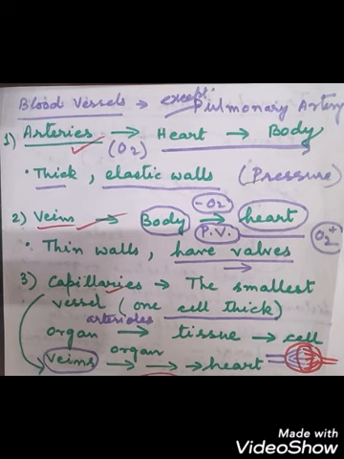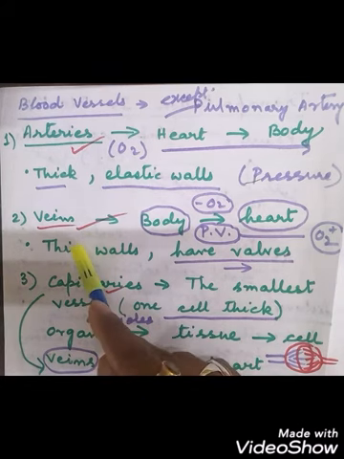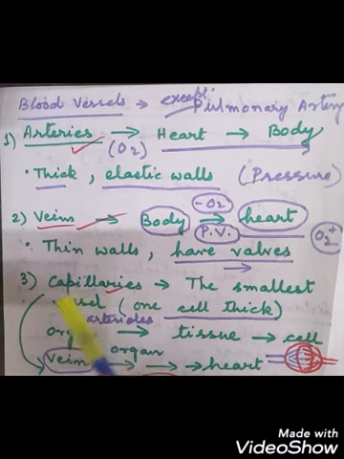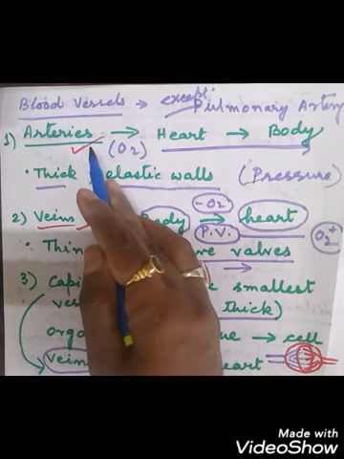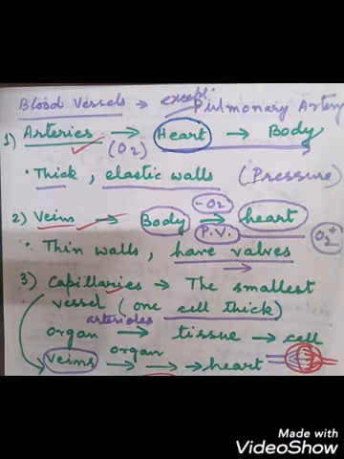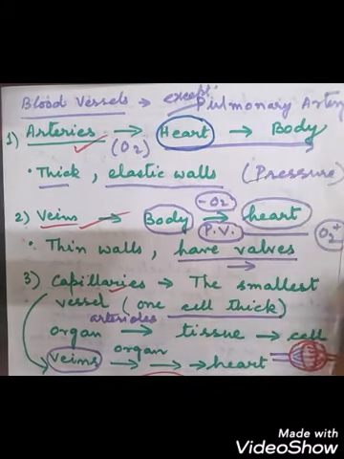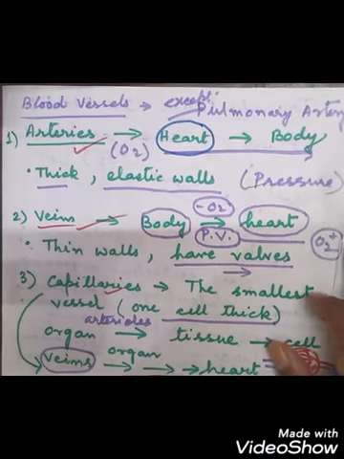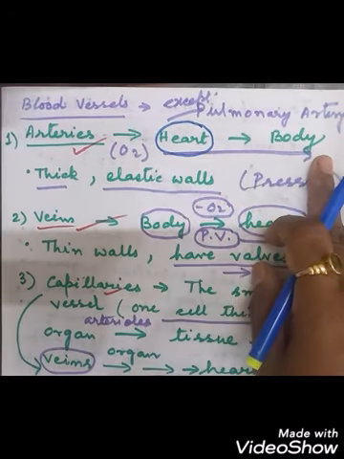So the heart is the pumping organ, and there are blood vessels which are very small, the smallest ones, which are called capillaries. So there are 3 types of blood vessels in our body: arteries, veins and capillaries. So the arteries take the blood from the heart to the rest of the body. All the arteries except pulmonary artery have the function of carrying the blood from the heart to all the parts of the body.